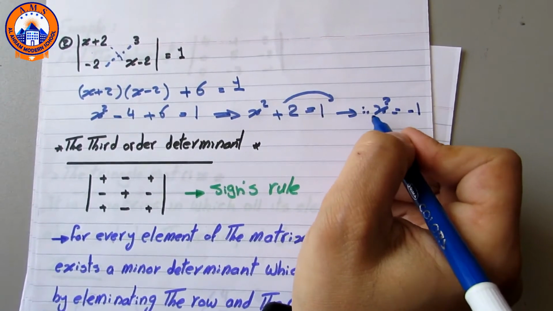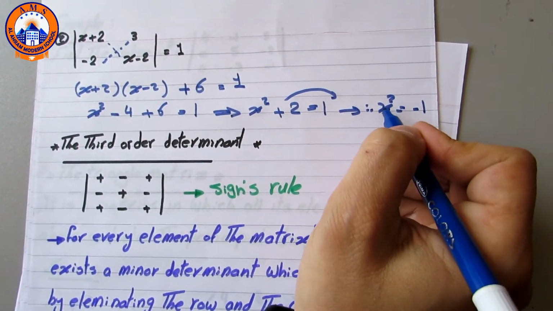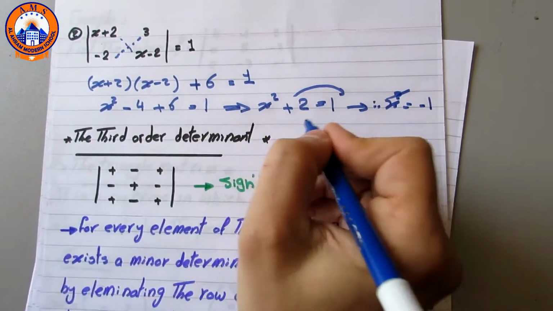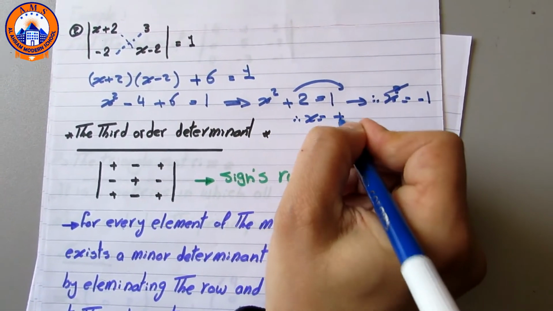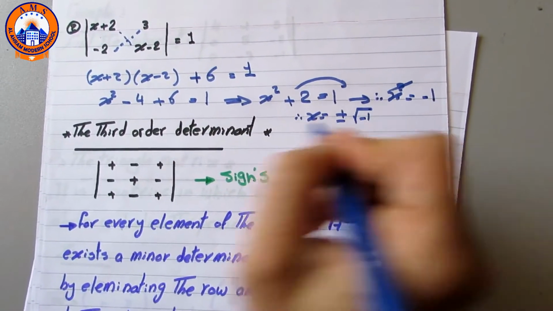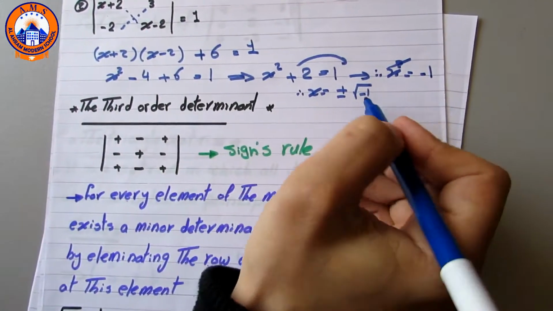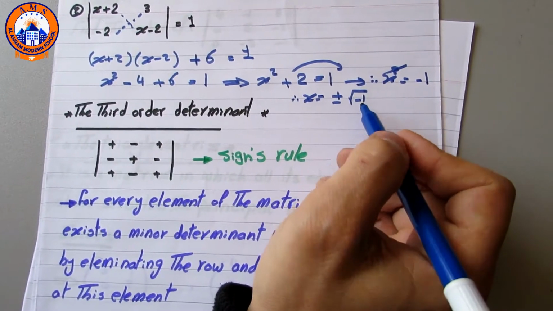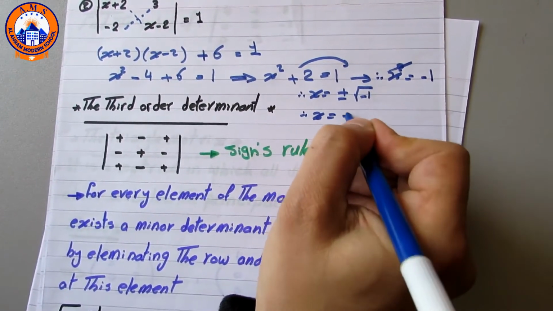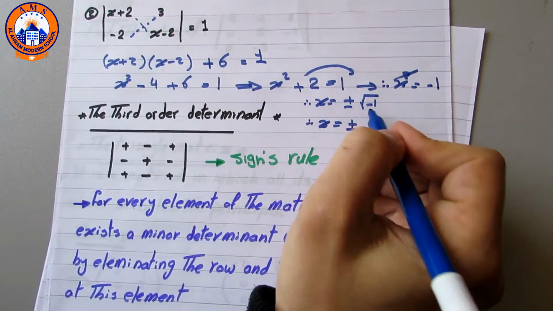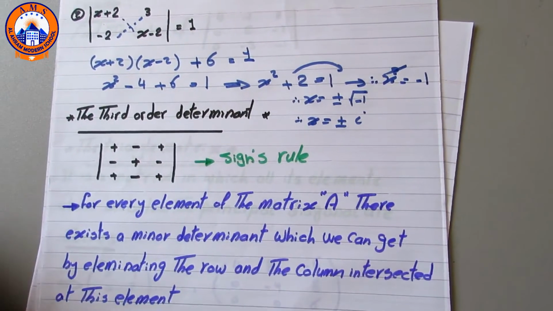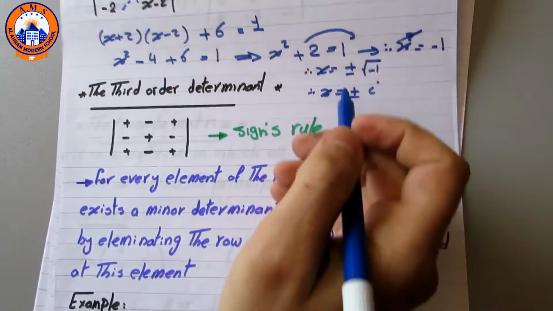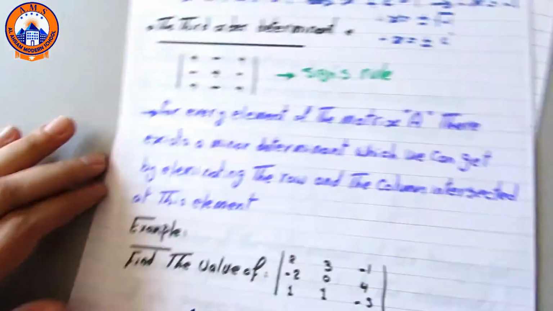Now we have to find the value of x, so you have to cancel power 2. The result will be x equals positive or negative square root -1. Okay, back to first term. Square root -1 equals what? Remember, square root -1 equals i. So the result will be x equals positive or negative i.